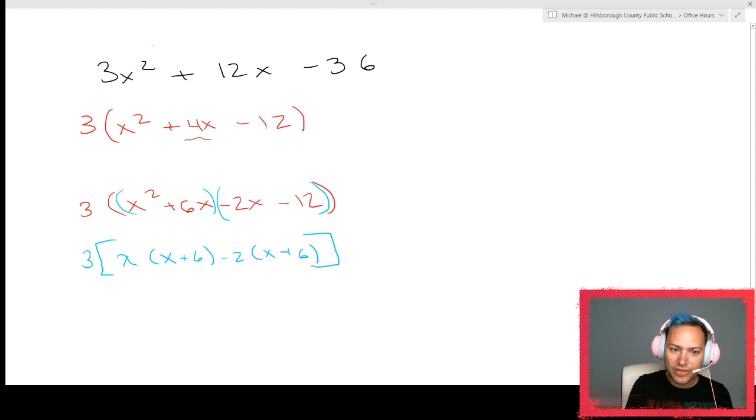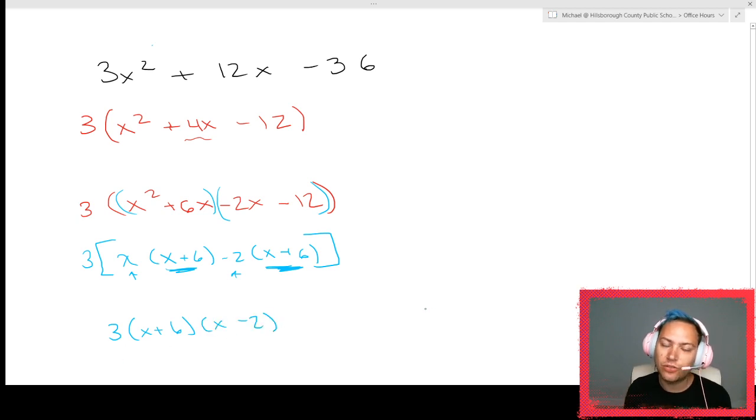What should happen if this works is that this and this should be the same. If they are, you did it right. You're going to put your 3 here. You're going to put the one that's the same 1 time. And then these 2 leftover pieces, this x and this negative 2, make the second term, x minus 2. And that would be our factored version, 3 times x plus 6 times x minus 2.